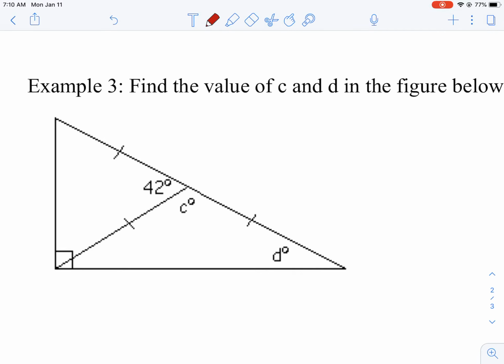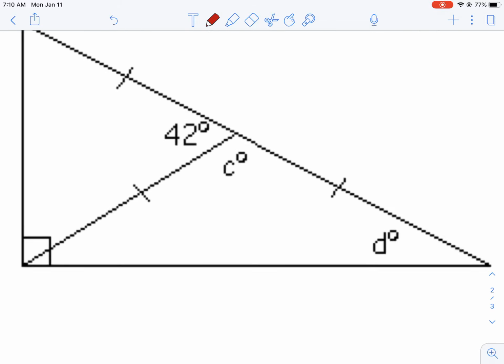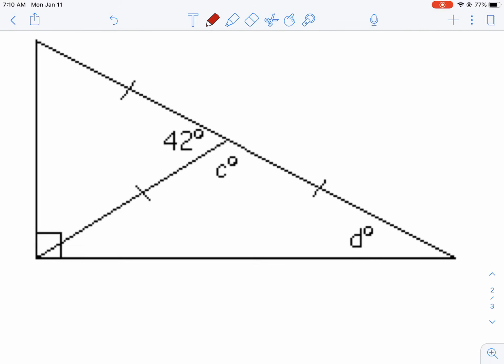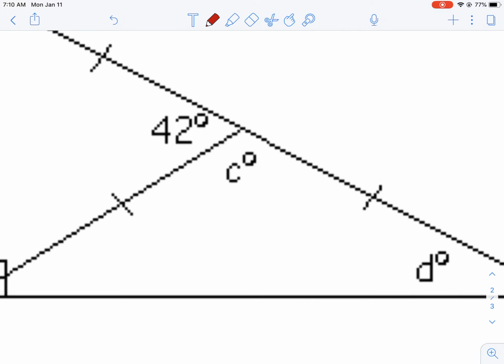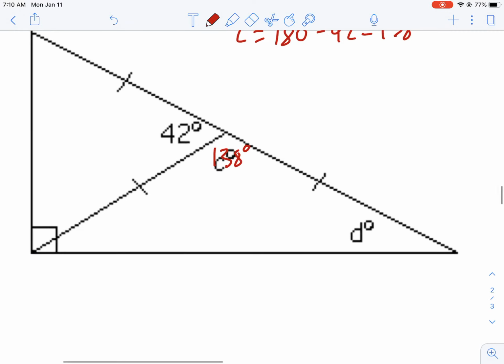This is going to be a fun problem. The first thing I notice when I look at this is C. That's a linear pair. So I know that C has to be 180 minus 42, which I believe is 138. So C has got to be 138, okay? And then what do we do from there?